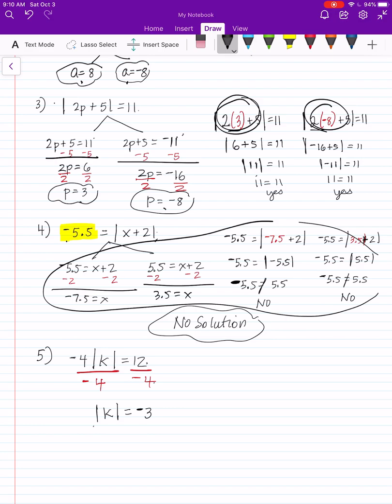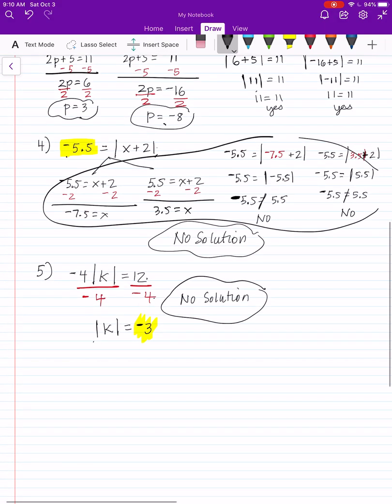Are you screaming at the screen? Are you telling me, Mrs. Smith, stop, stop. I know that this is a negative after I isolate. So this indeed is no solution. And I'm done. But it's after you isolate, and if it's negative, it's no solution. All right, let's try number 6.